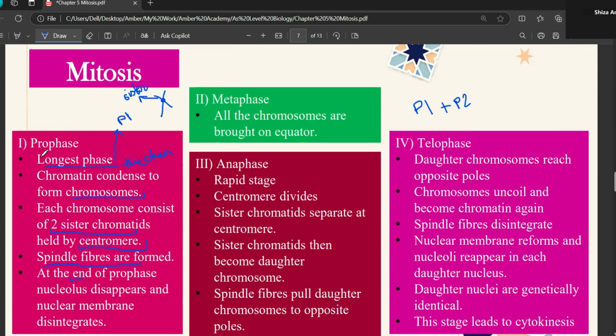So if they sometimes give you this question, what exactly is happening in late prophase, then you need to add that at the end of prophase, or towards the end of prophase, the nucleolus, the spherical body found within the nucleus, disappears and the nuclear membrane disintegrates. I should have changed this word, disintegrate, and rather written disappears, because your CI examiners do not accept this word. They reject it. So this is my mistake.